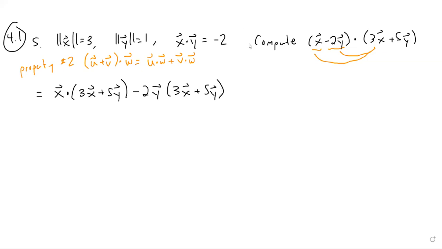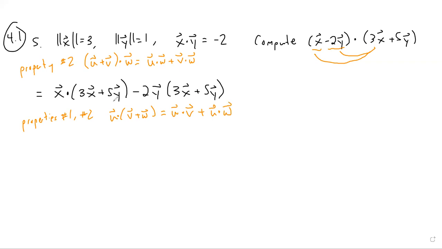And while it's not a property directly in the list, if you combine properties 1 and 2, where property 1 is the commutative property, so we're allowed to flip things around, it allows us to do the same thing in reverse. So this is just a mishmash of those two properties. So I need my dot product in there. So that'll be u dotted with v plus u dotted with w.